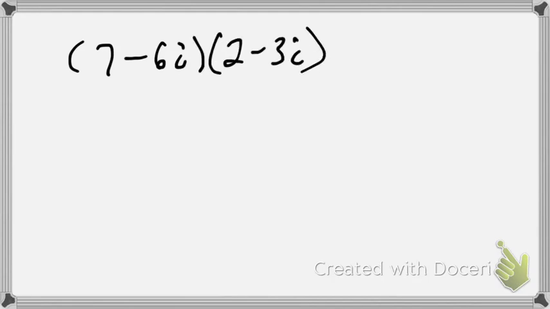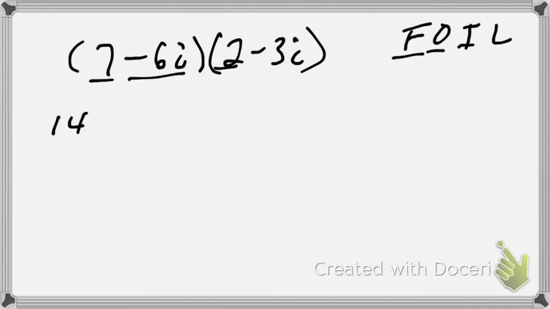Let's go 7 minus 6i times 2 minus 3i. Okay, so now we have to FOIL here. If you remember, FOIL, the F stands for multiply what's first. Multiply the numbers that are first. So 7 times 2, that's going to give us 14. The O stands for multiply what's on the outside together. So not negative 6i, it's going to be 7 and negative 3i. So it's going to give us a negative 21i.